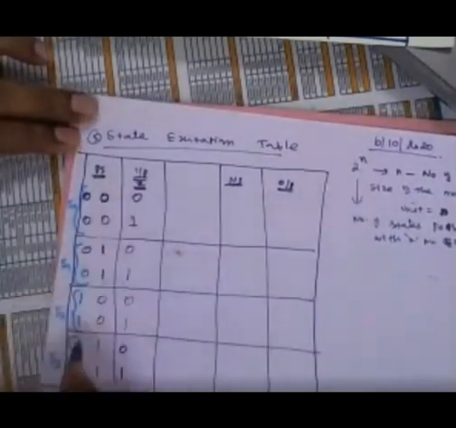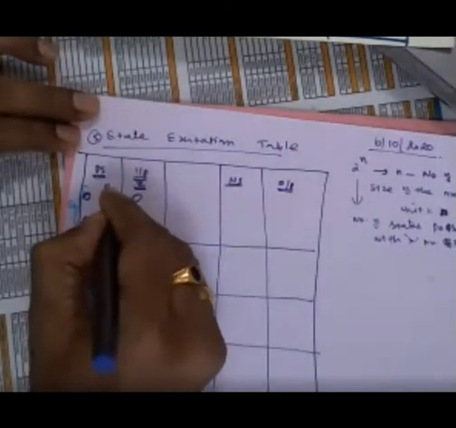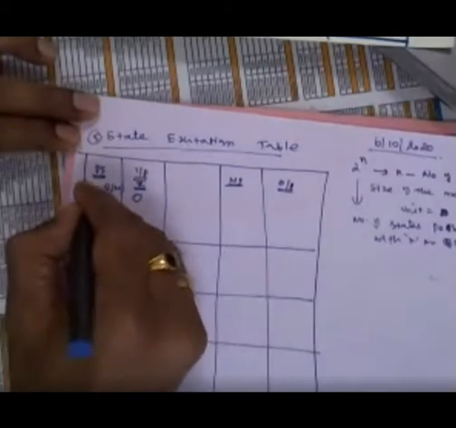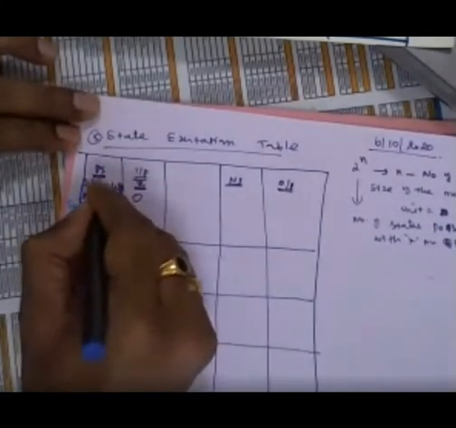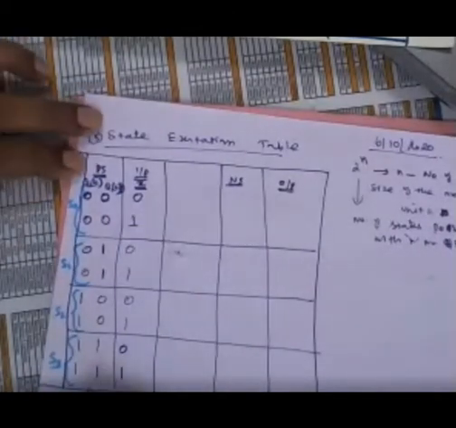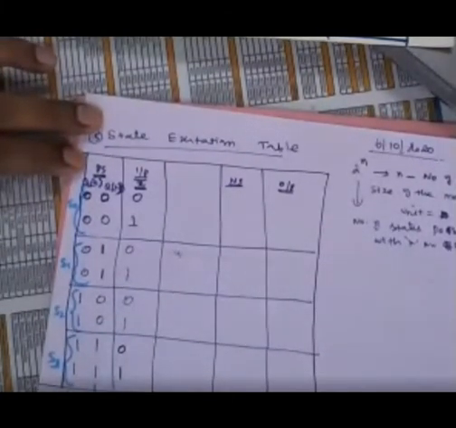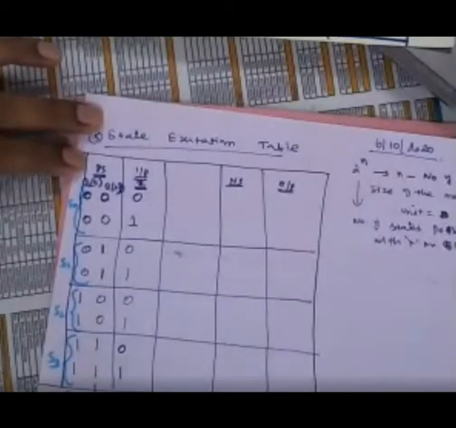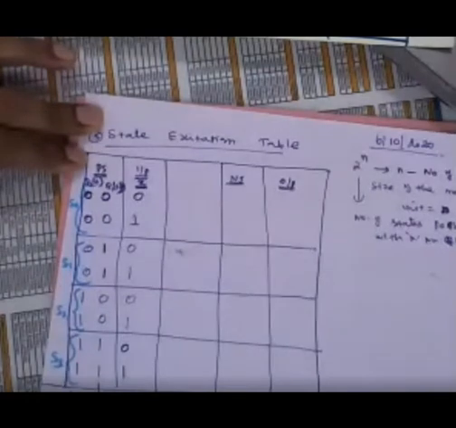Since there are 2 flip-flops, I am representing this something like that: Q1 of t plus 1 and Q2 of t. Q1 of t and Q2 of t. Q1 of t indicates the first flip-flop. This is Q1 of t, and this is Q2 of t. The 1 in Q1 indicates the first flip-flop, nothing but the LSB flip-flop, and the second indicates the second flip-flop.